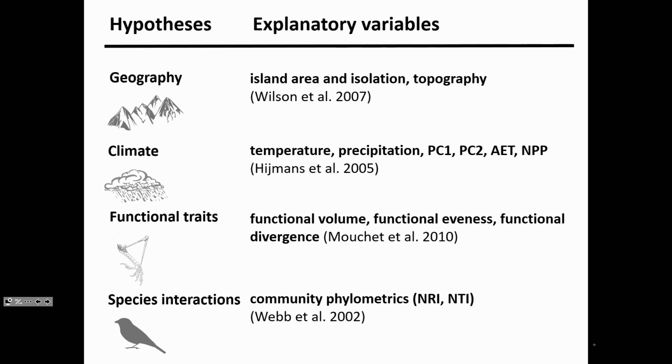To capture each of these predictions, each of these mechanisms, we can use specific variables. So I captured geography using island area and isolation, and island topography. Climate was captured using temperature, precipitation, and environmental productivity. Traits using functional volume, evenness, and divergence. And finally, I also used community phylometrics. We saw this before. Of course, competition is impossible to directly study based on correlative data. But maybe we can make some assumptions and see if our predictions are fulfilled, right? So if I predict that the community phylometrics indicate competition, is that connected with suppressed diversification?